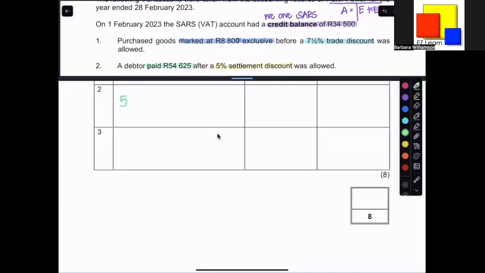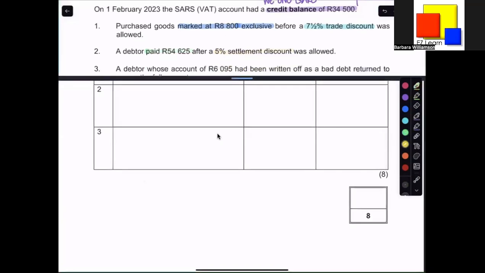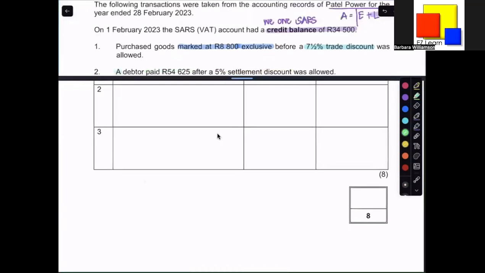A debtor paid 5,625 after a 5% settlement discount was allowed. Obviously, we can use our 5,625 as our beginning amount. But then to work out the settlement discount itself, we'll do a little triangle again to see how the percentages are calculated. There's a 5% settlement discount.